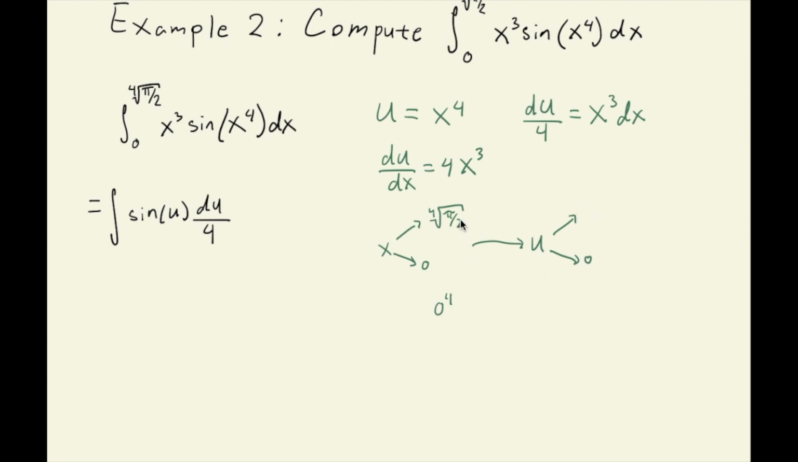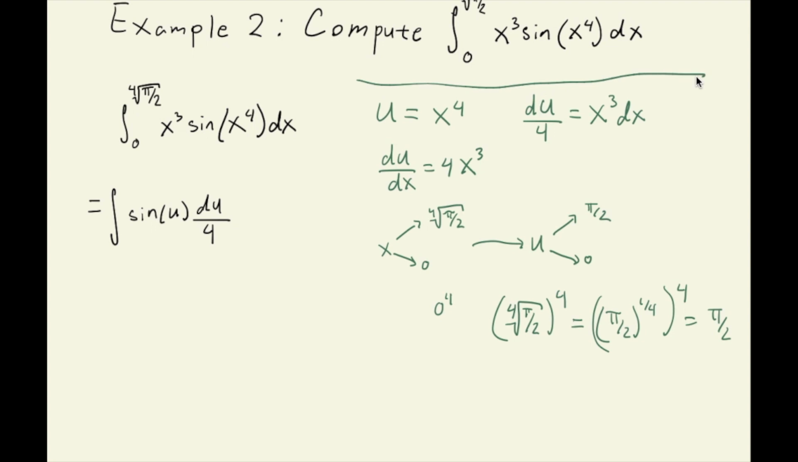Now the upper bound: you're going to take the fourth root of pi over 2 and plug it into your formula for u here. So you're going to get the fourth root of pi over 2, and then that to the 4, right? Because you're going to plug into this x to the 4 here. But then these will cancel out, right? This is pi over 2 to the 1 over 4, to the 4. That's just pi over 2, right? So that's the upper bound for the variable u.